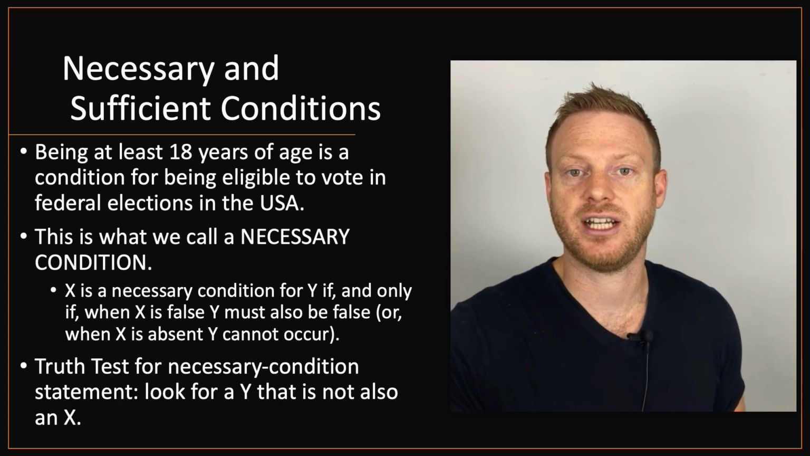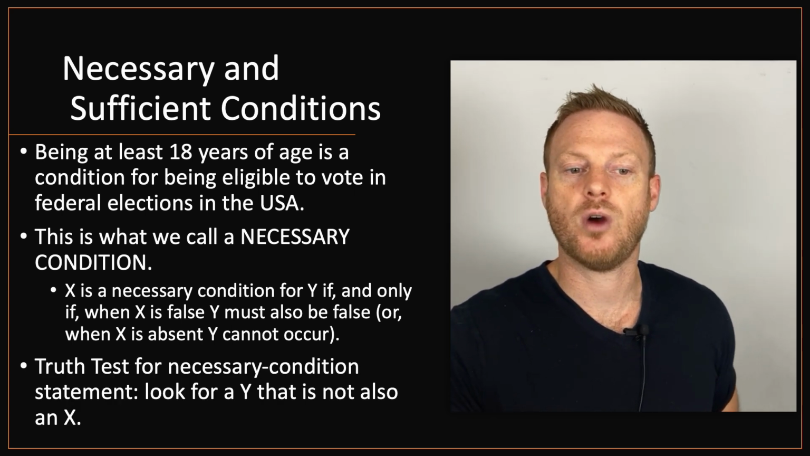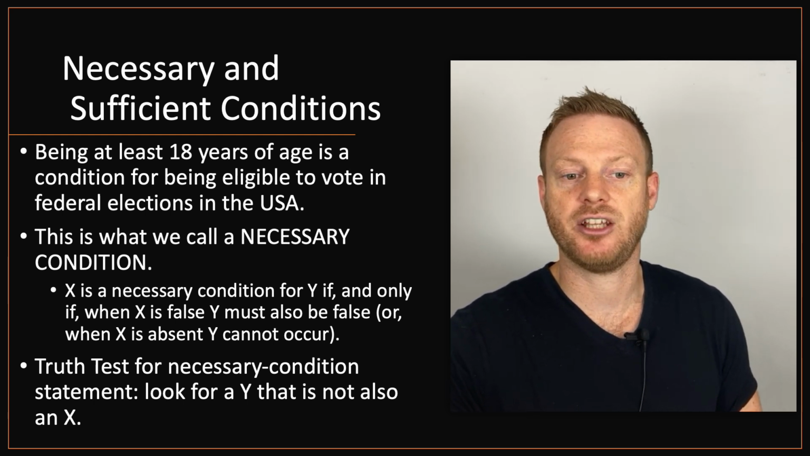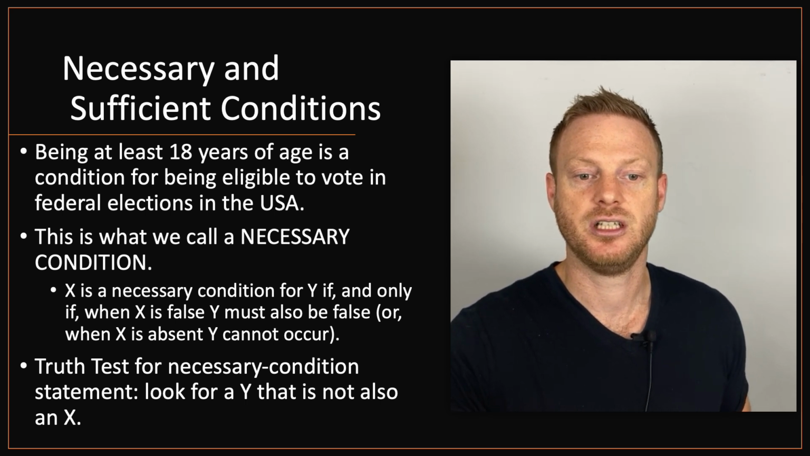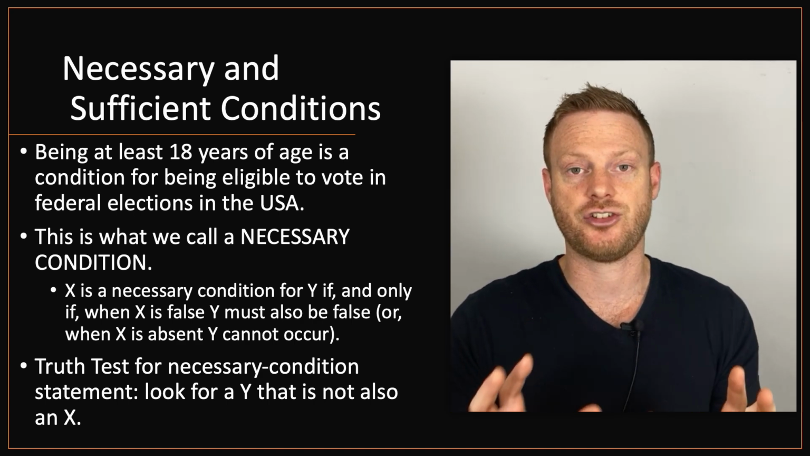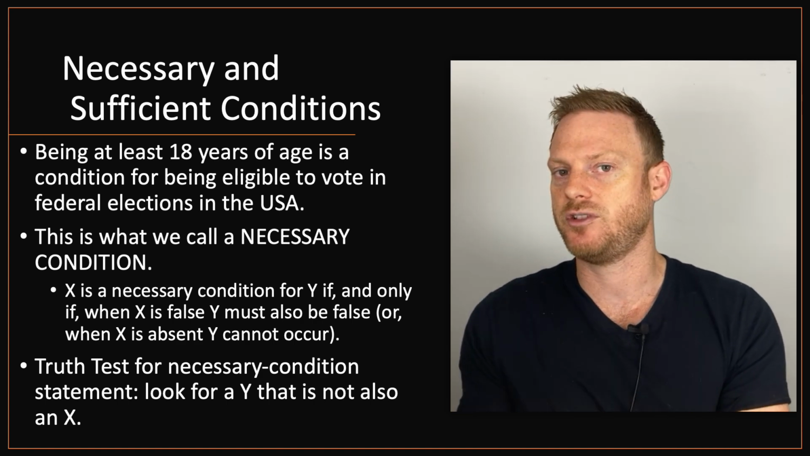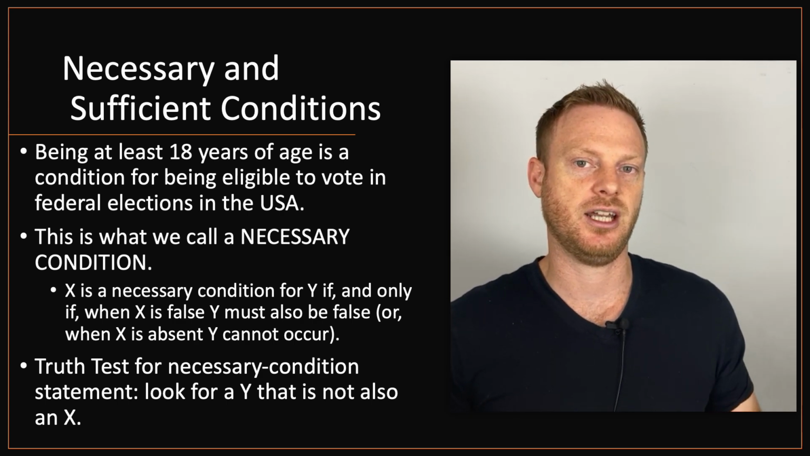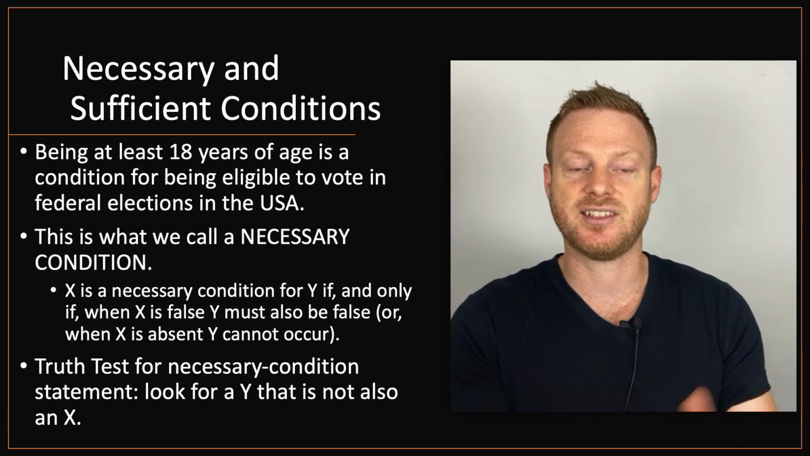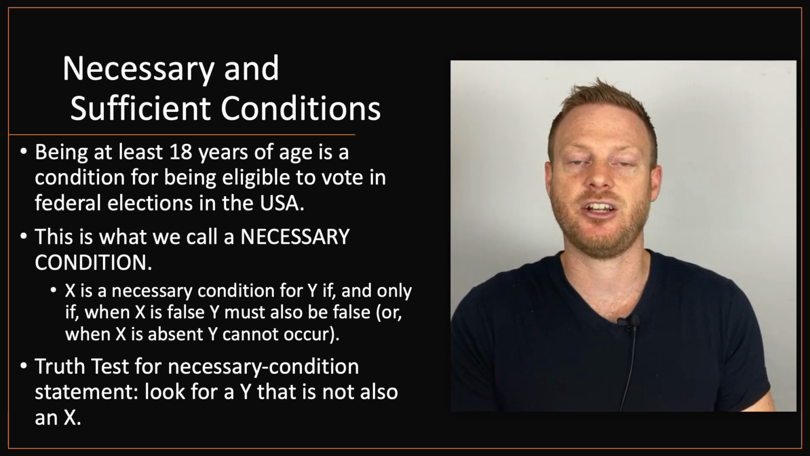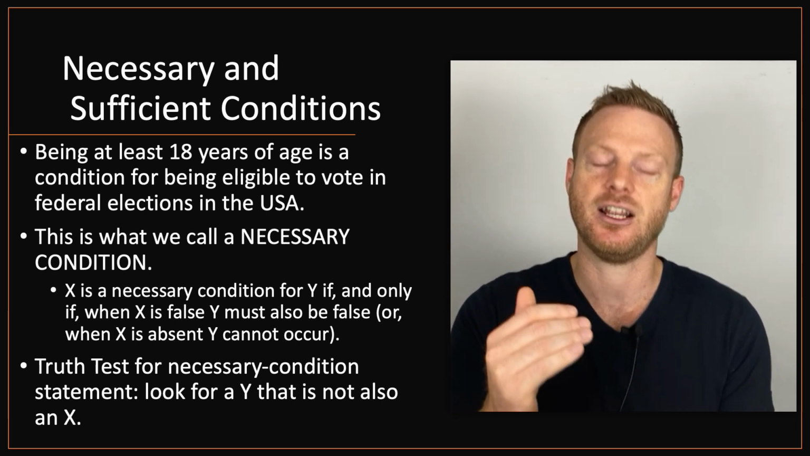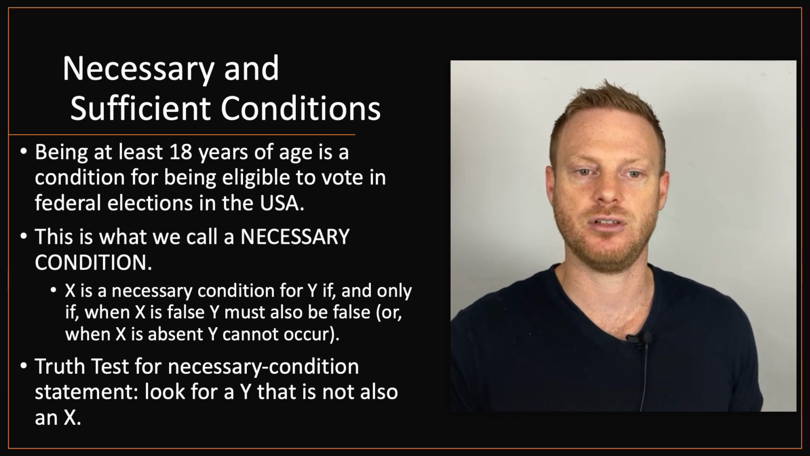The truth test for a necessary condition statement: look for a Y that is not also an X. That will tell you if the necessary condition is not true. So this necessary condition actually is true because you can't find a Y, someone who's eligible to vote in the US, who isn't also an X, being 18 years of age or older, right? And so that's why we know that this is true. It is a necessary condition. It's not a sufficient condition, it doesn't guarantee you can vote, but it is a necessary condition that must be met if you're going to vote in the US.